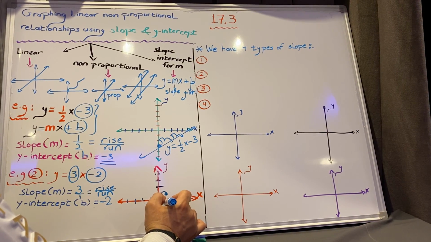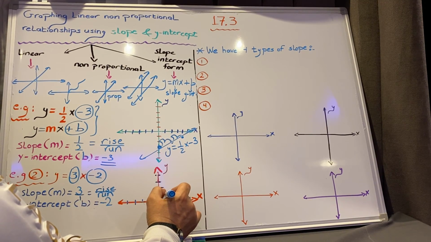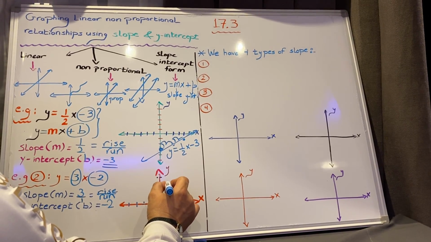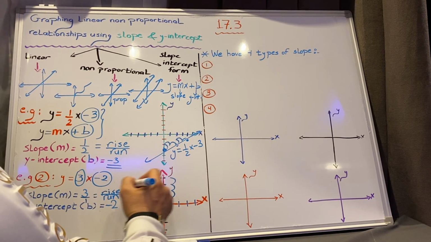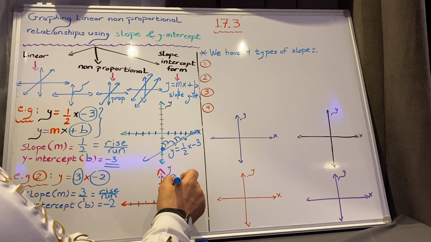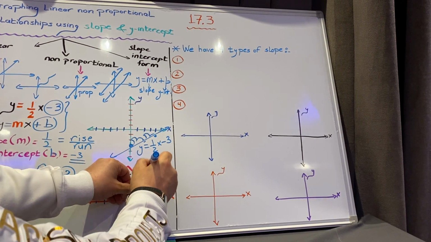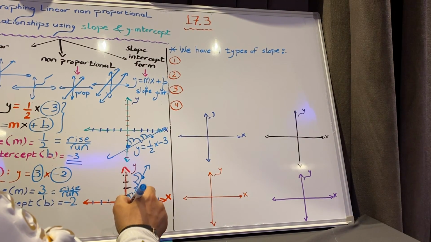We can graph the line, but of course, if you need more points, we'll take them in 3 steps. So 1, 2, and 3. Then the run is 1 step to the right, and then we can graph the line, which is passing through the points.